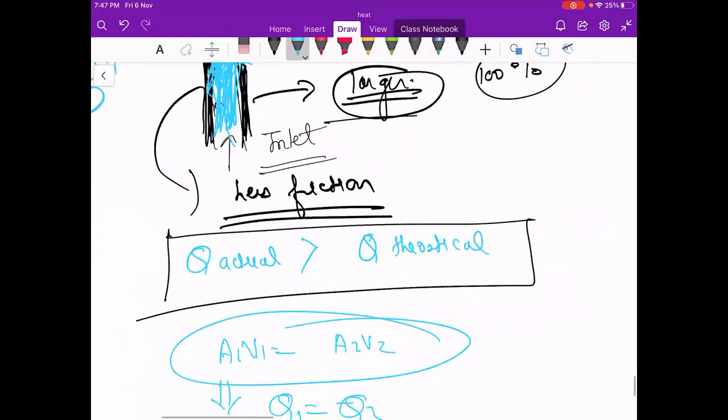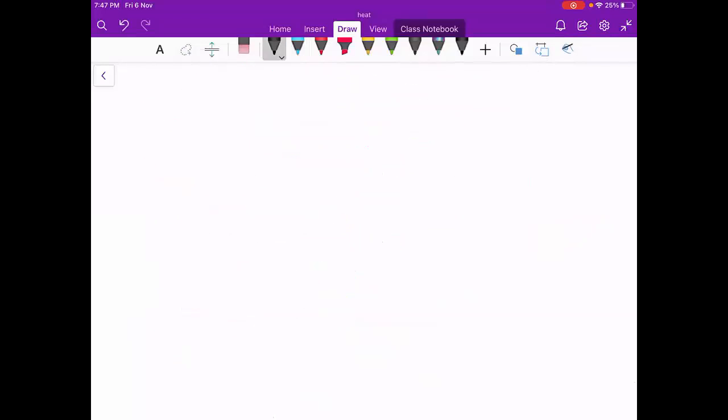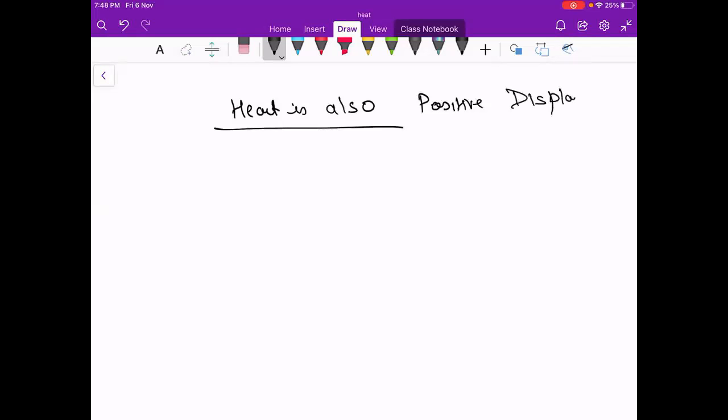So if you see our heart, our heart is also a positive displacement pump. What is in the heart? There are arteries and veins, and I will give you one homework: do both have the same diameter or different?